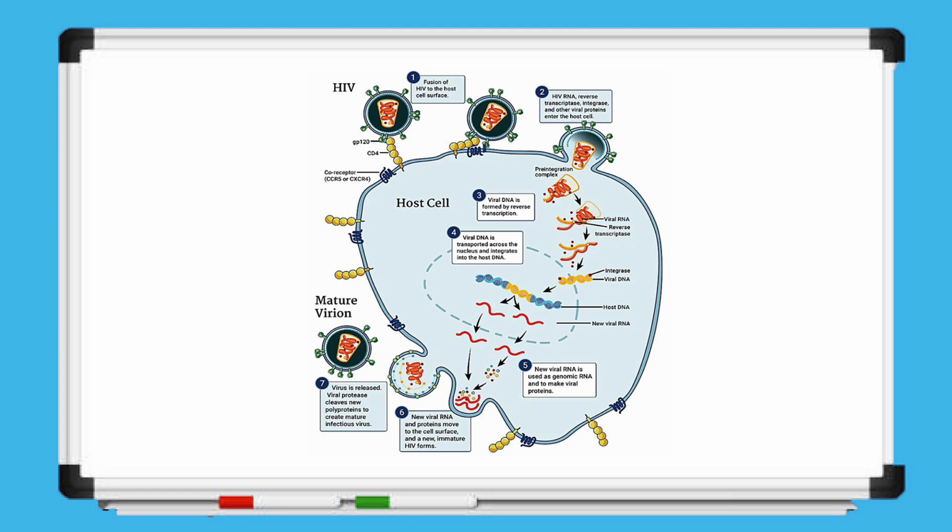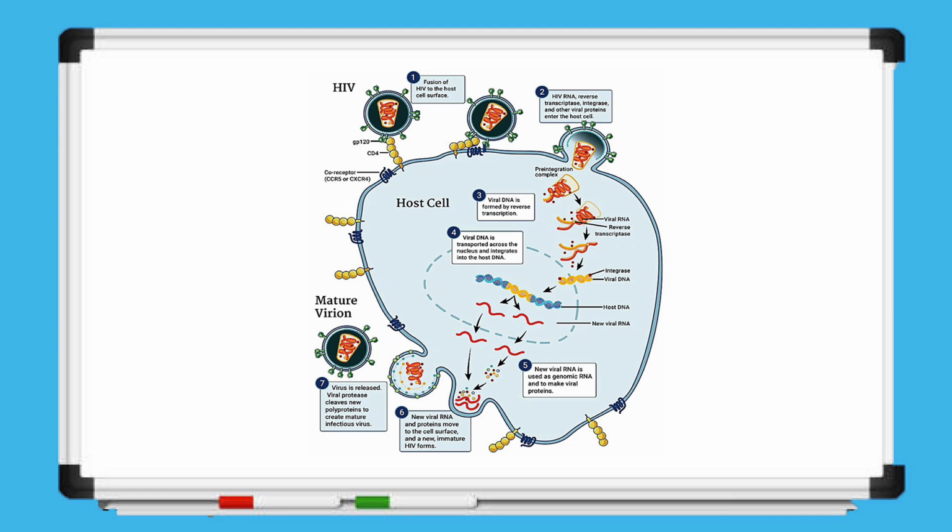Next is reverse transcription. Once inside, the viral RNA is converted into viral DNA by the enzyme reverse transcriptase. This step is essential and is a characteristic feature of retroviruses like HIV. Then comes integration. The newly formed viral DNA is transported into the nucleus of the host cell and integrated into the cell's own DNA by the enzyme integrase. At this point, the host cell is permanently infected.